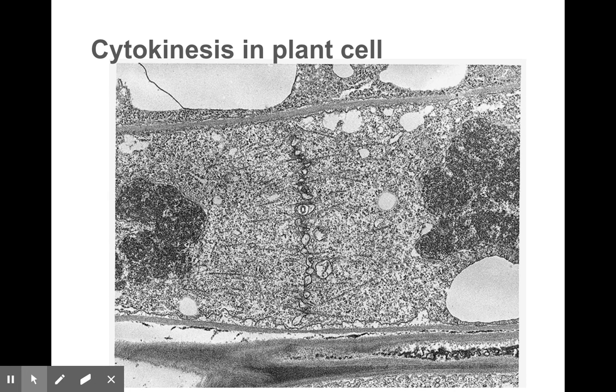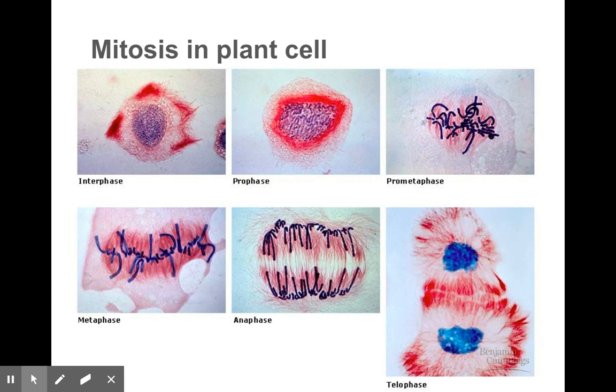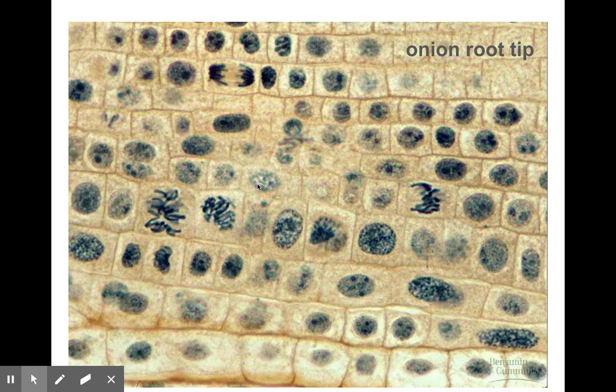So here we go with cytokinesis with our plant cells. Same thing, plants go through interphase, prophase, metaphase, anaphase, and telophase. Same thing.